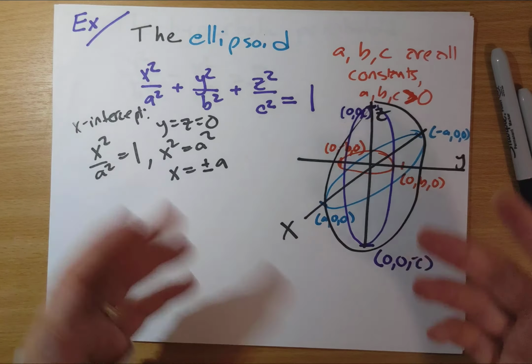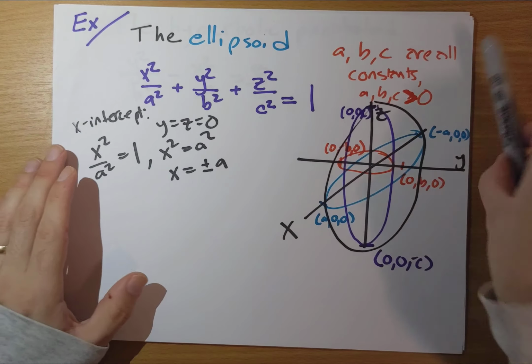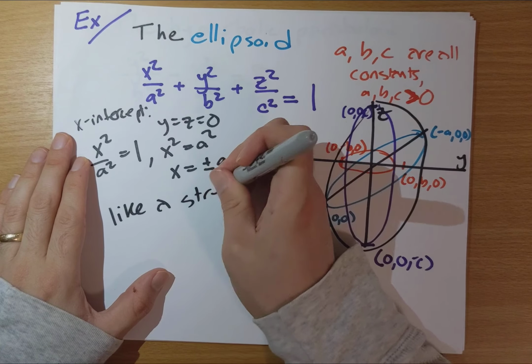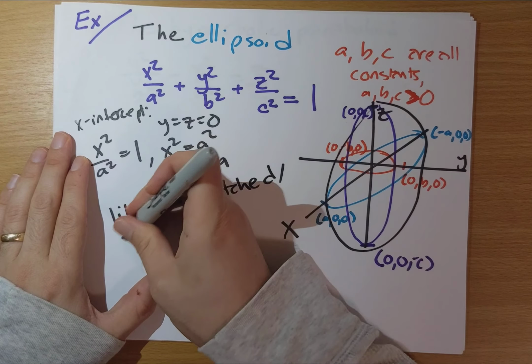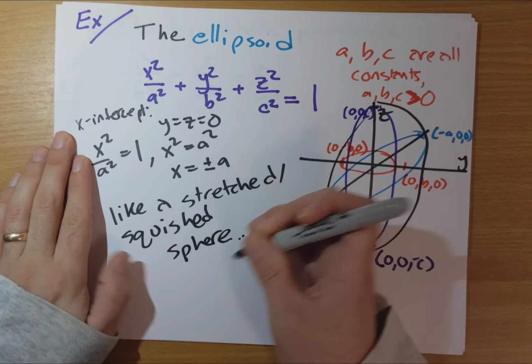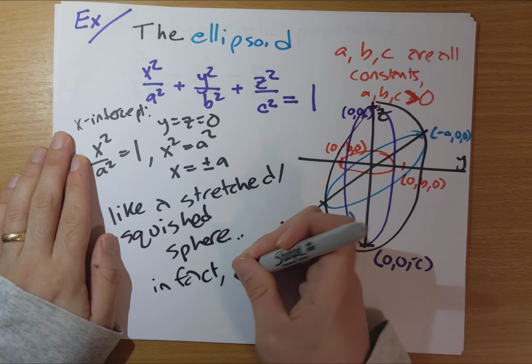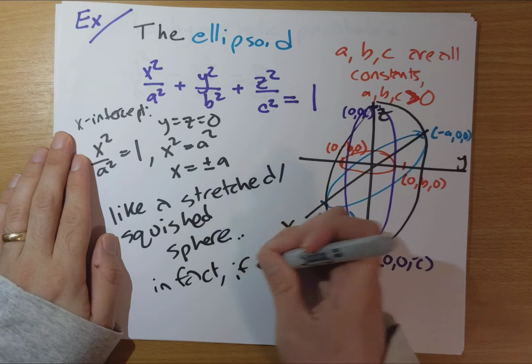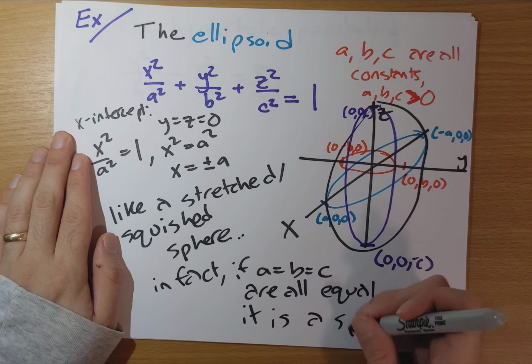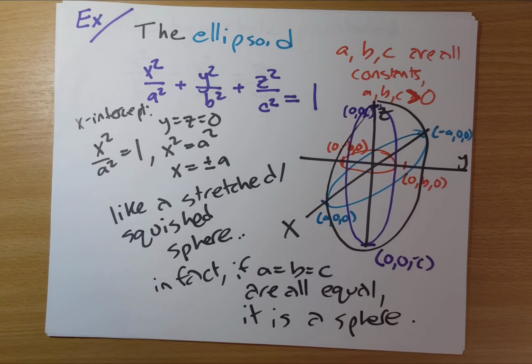It's an ellipsoid. An ellipsoid is kind of like a stretched or squished sphere. And in fact, if a, b, and c are all equal, it is a sphere. So this is one of our important examples, an ellipsoid.